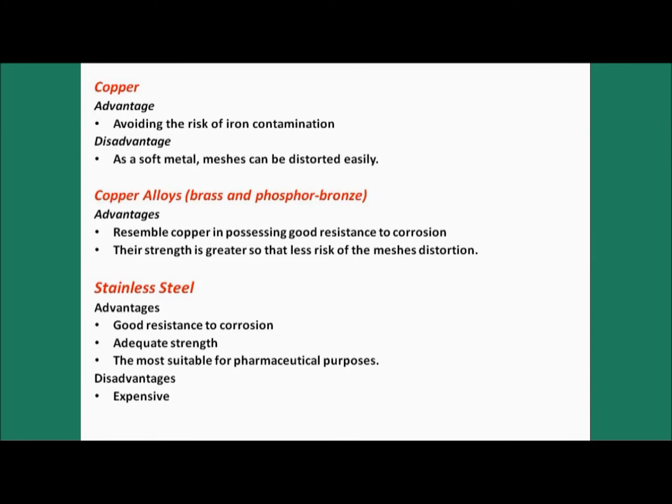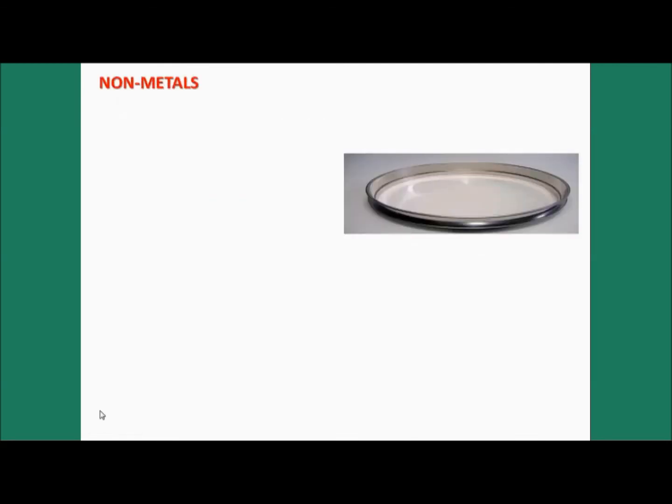The advantage of stainless steel is that it has good resistance to corrosion. It has adequate strength, and it is more suitable for pharmaceutical purposes. But the disadvantage is that it is very expensive. The stainless steel sieves are very expensive in nature. Apart from this, there are some non-metals also. This is a sieve which is made up of non-metal.